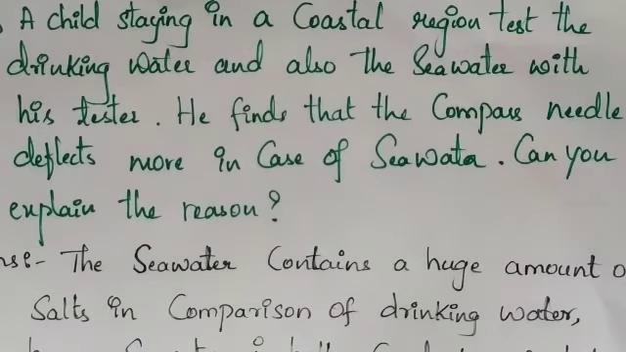Next question is, a child staying in a coastal region tests the drinking water and also sea water with a tester. That means he differentiates between distilled water, drinking water as well as sea water with his tester. He finds that the compass needle deflects more in the case of sea water. Can you explain the reason? He is differentiating between drinking water and sea water here. What he has observed is that in the case of sea water, the magnetic compass needle showed more deflection compared to the drinking water.